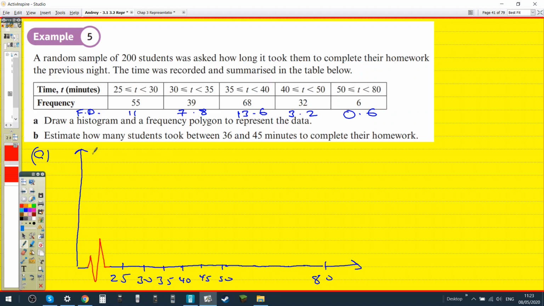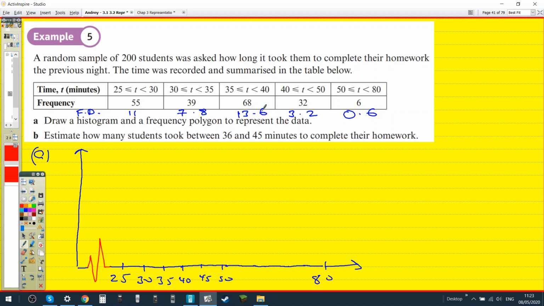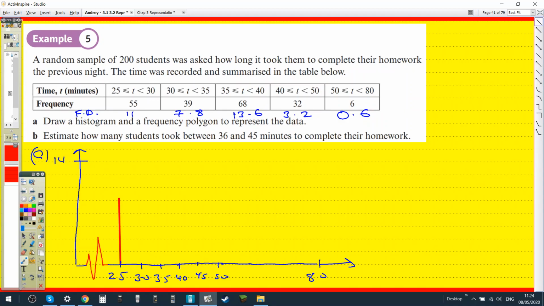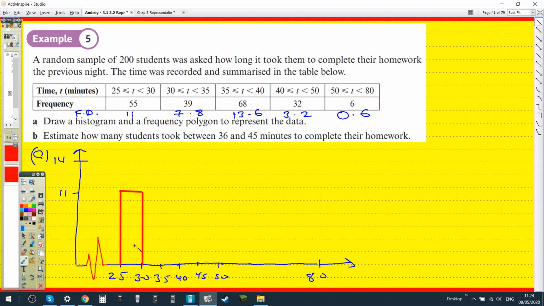So I need to go up 11 between 25 and 30. That's it. And this one, the highest we go up to is 13.6, so we could say it goes up to 14. And it goes all the way down to 0.6, so you'd need the full thing. I'll just estimate, so that goes up to approximately 11. Okay, how would you do the 30 to 35 one? In between 30 and 35, just put it up to 7.8. Yes, and because it's not a bar chart, it's a histogram, there are no gaps between the bars. So that one goes up to 7.8, and then you do the rest.